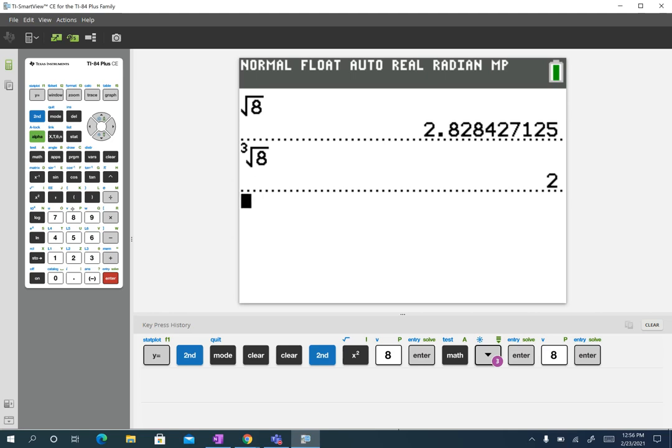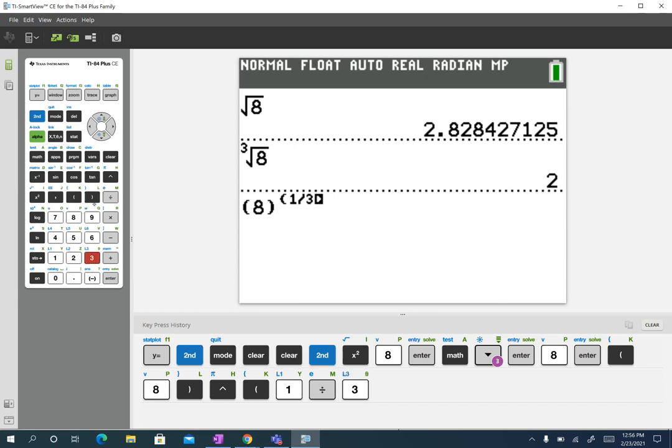Remember that another way to find the cube root of 8 would be to do 8 to the 1/3 power. So if you're doing 8 to the 1/3, use parentheses, then use the caret key. Use another set of parentheses for your 1/3, and to plug in 1/3, you're just going to do 1 divided by 3, and then you're going to hit enter, and of course, you're going to get the same answer.